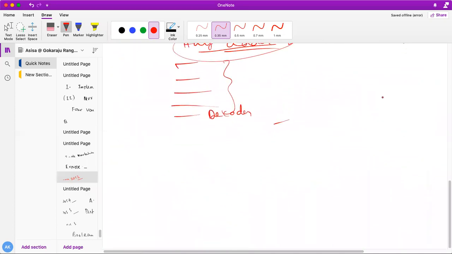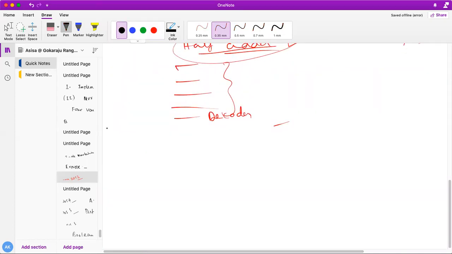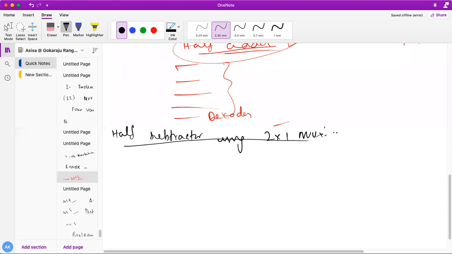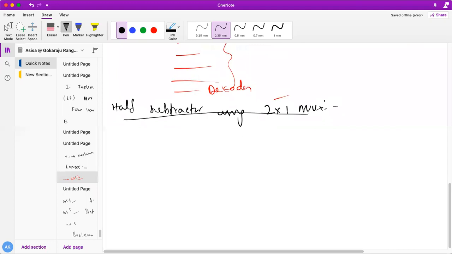Next thing, how to design a half subtractor. Half subtractor using 2x1 mux. These are all a little important, students, so please try to understand. So what is a half subtractor? The half subtractor logical expression is difference, which is again A XOR B, and borrow, which is nothing else but my A bar B. This is a little bit different. I will tell you, please try to understand.